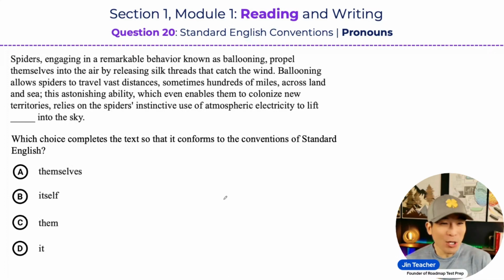All right, you guys, so jumping into question number 20 here. If we take a look at the answer choices, what do you notice? You notice pronouns. So you know you're being tested on pronouns for this particular question.